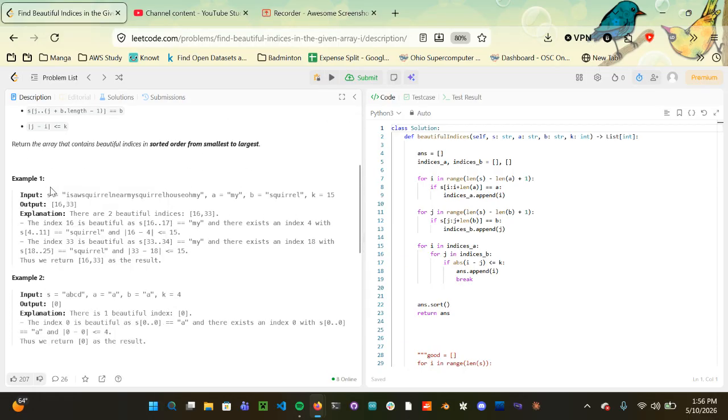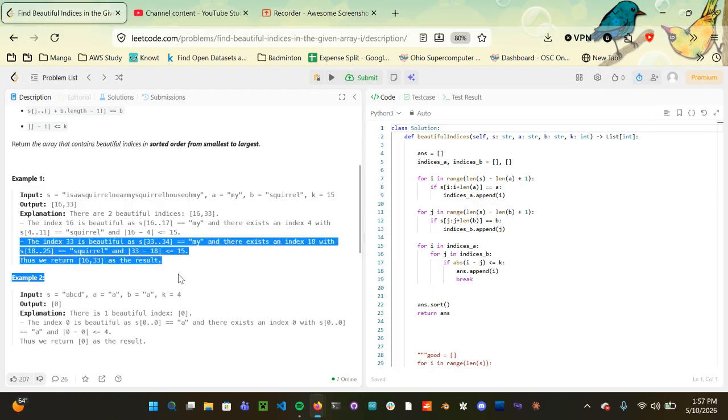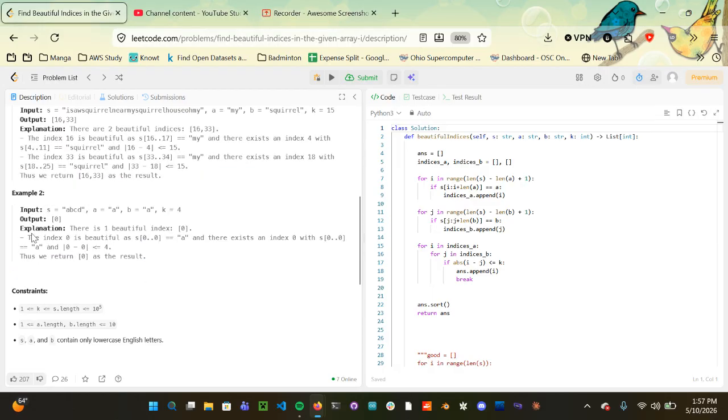So this string is "I saw a squirrel near my squirrel house, oh my." And we have A equals "my" and B equals "squirrel" and K is 15. So we see that there's a "my" at index 16, I guess, and squirrel is at index 4 to 11. And so 16 minus 4 is 12, and 12 is less than 15, so that works.